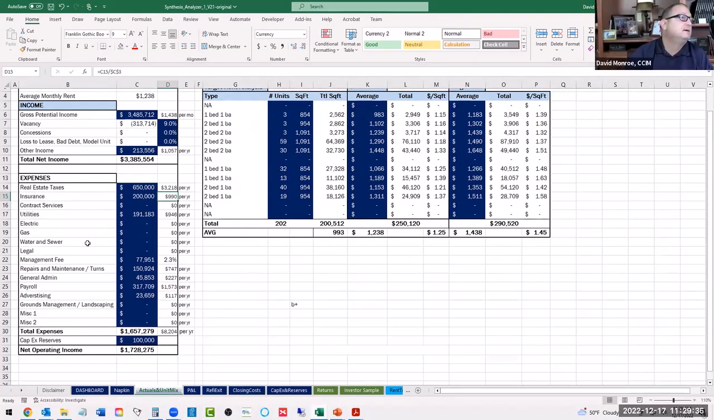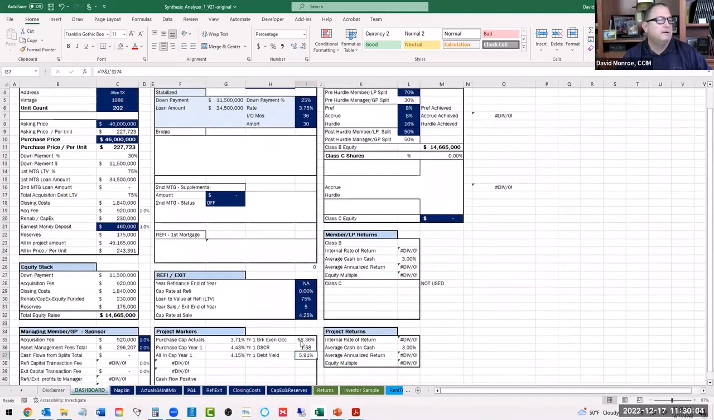Management, I'm going to go ahead. Well, that's pretty low. I'm going to take that up to 3%. So what's that going to be? Still not there. Still not there. There we go, 3%. And then we'll leave everything else the same. So now we've normalized. Let's go back to the dashboard.